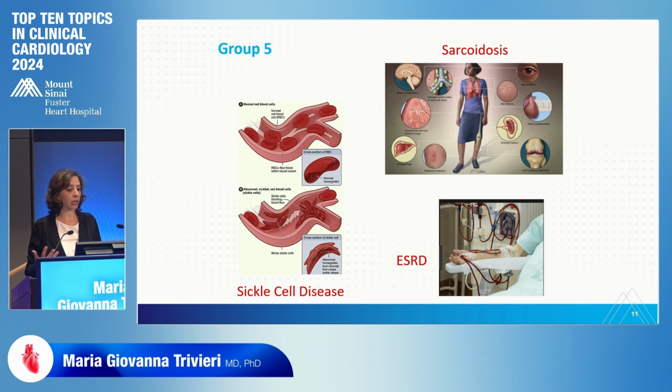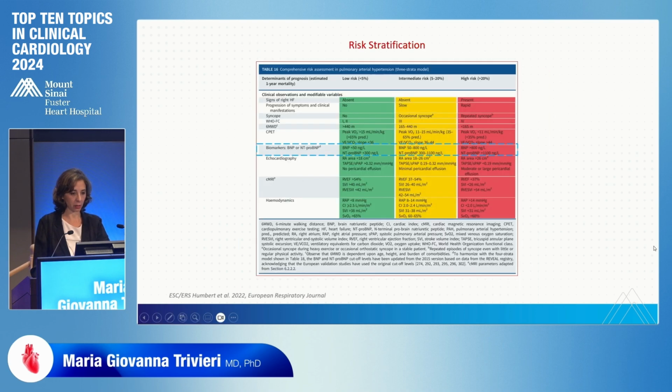And group 5 is a miscellaneous combination of various different conditions that lead to PH, such as sickle cell disease, sarcoidosis, and end-stage renal disease. And again, we don't look at the vasculature, so we don't necessarily know which patient has which form of disease, but typically they're considered the arterial form of pulmonary vascular disease, including end-stage renal disease.